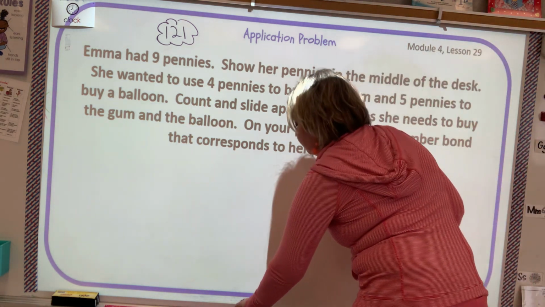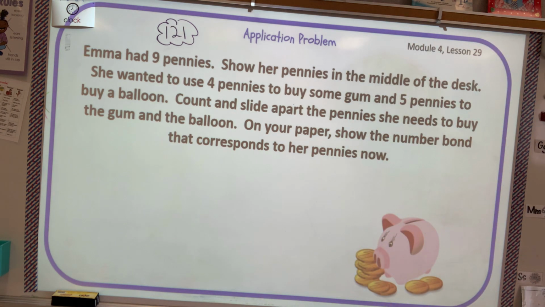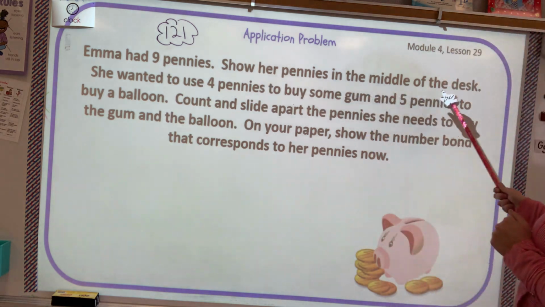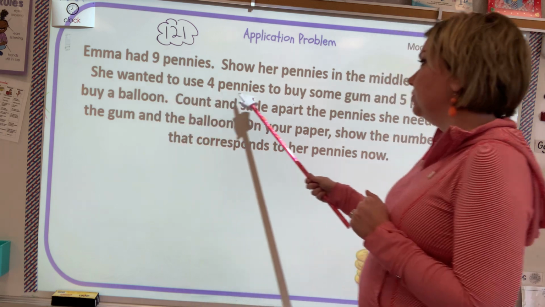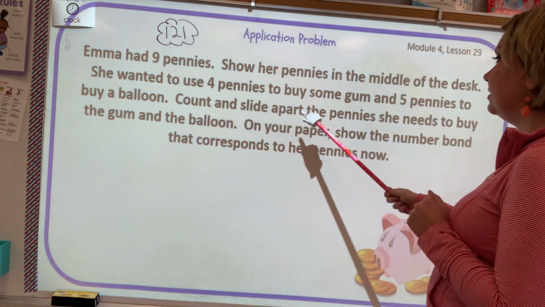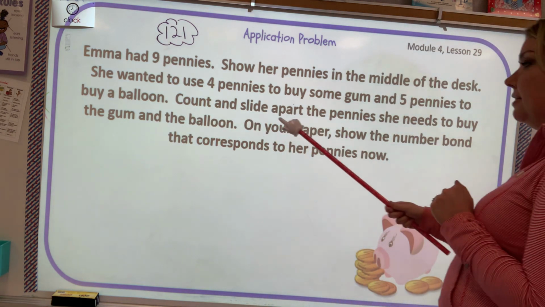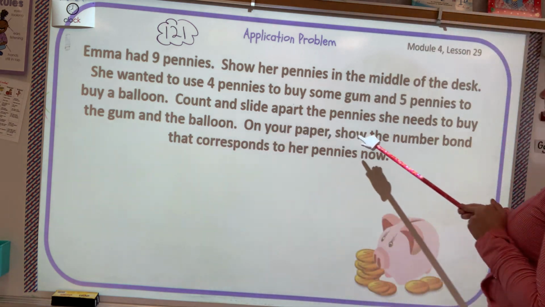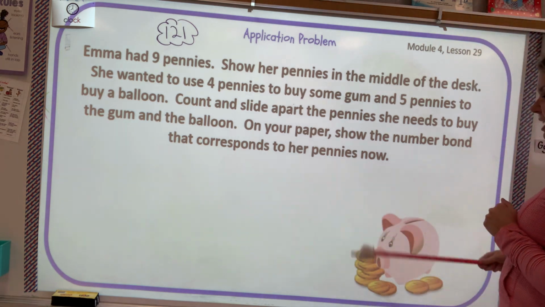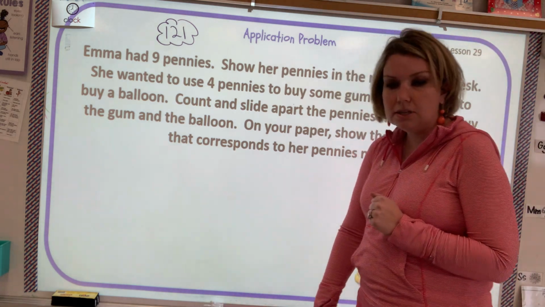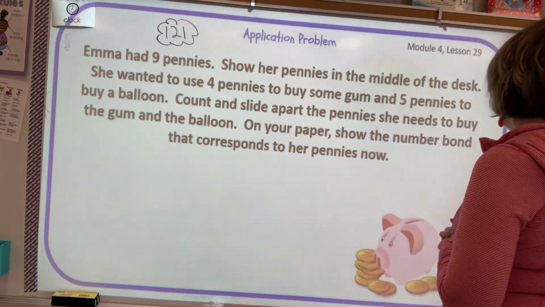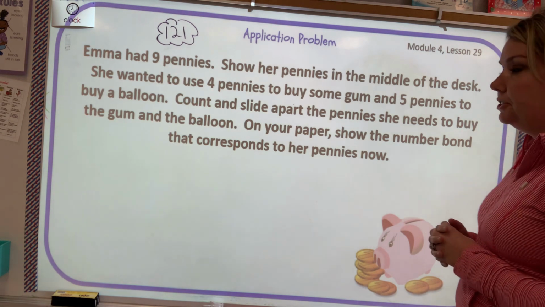Okay, I'm just gonna read the story problem. Emma had 9 pennies. Show her pennies in the middle of the desk. She wanted to use 4 pennies to buy some gum and 5 pennies to buy a balloon. Count and slide apart the pennies she needs to buy the gum and the balloon. On your paper, show a number bond that corresponds to her pennies. So you can use your cubes to do this activity. I don't have enough, so I'm just gonna draw.